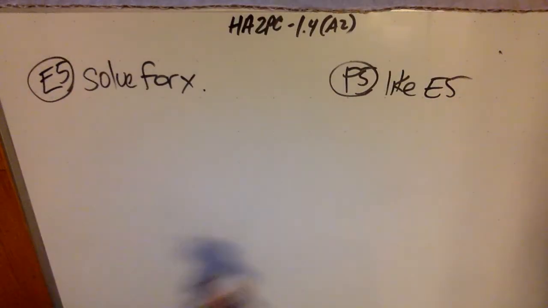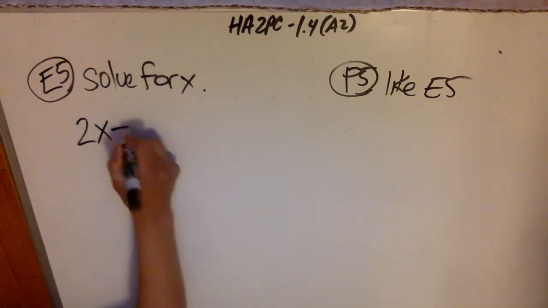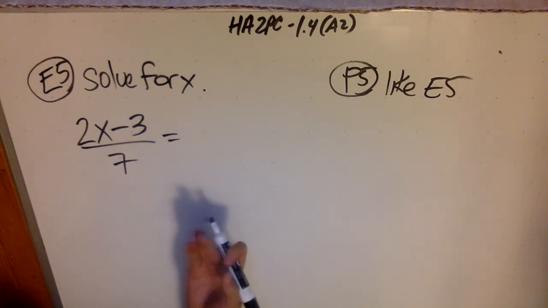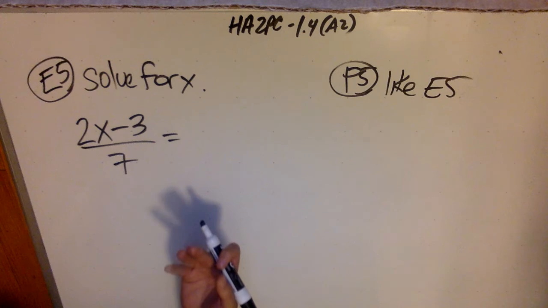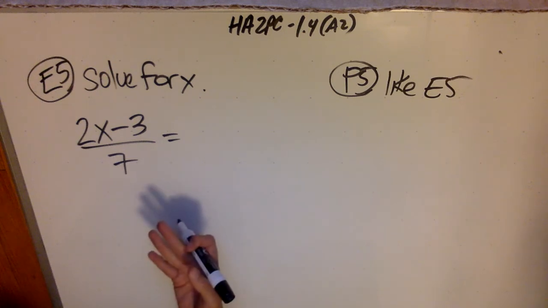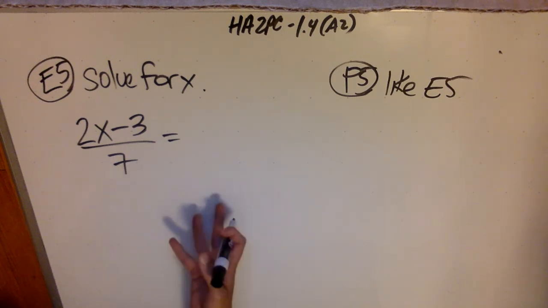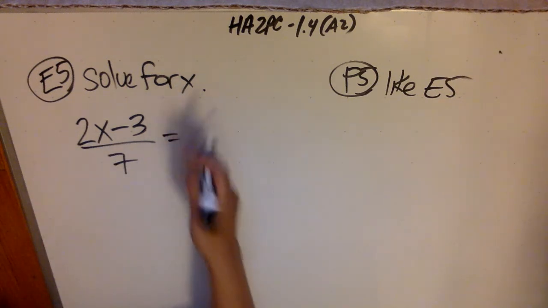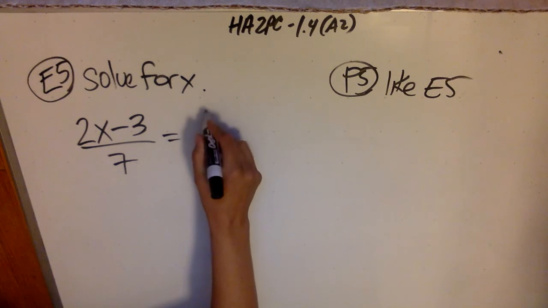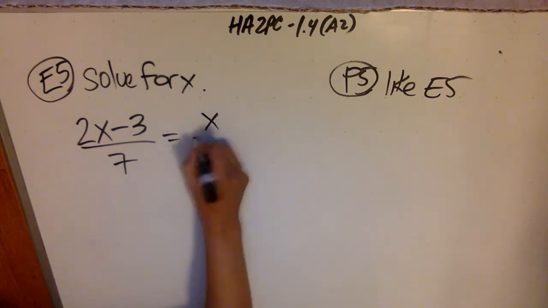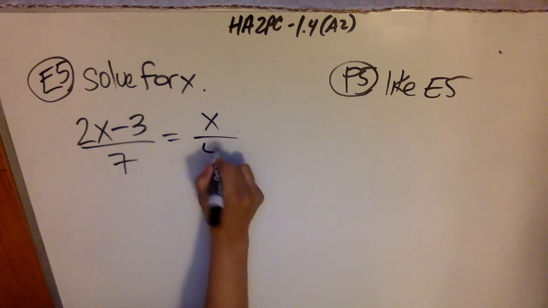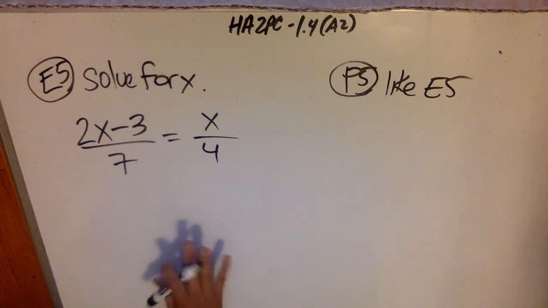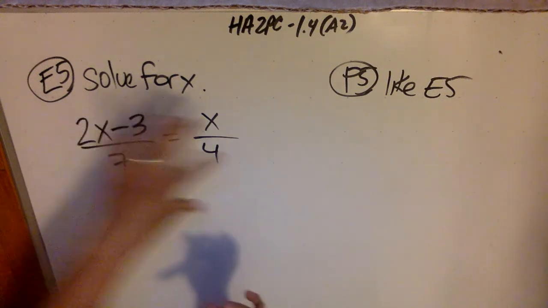Cool. All right, so let's do 2x minus 3 over 7 equals, let's see, what do I want to make that? Let's do x over 4. Sure. We'll see if that works. Sometimes my math is right, sometimes my math is wrong. Okay. So this is a proportion, right? It's a proportion because I have a fraction equal to another fraction, right?